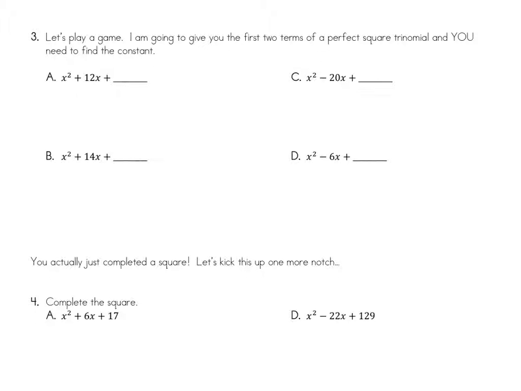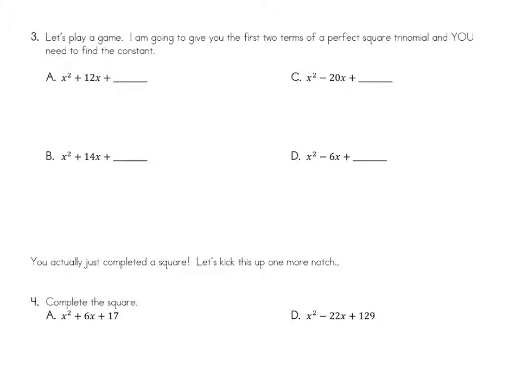Moving on to question number 3, we are playing a very exciting math game where I'm going to give you the first two terms of a perfect square trinomial and you have to find the constant. So we need to figure out the number that goes there. Now there's some space for work, but some of us might not need to show that. So remember, this middle term here was some number added to itself.